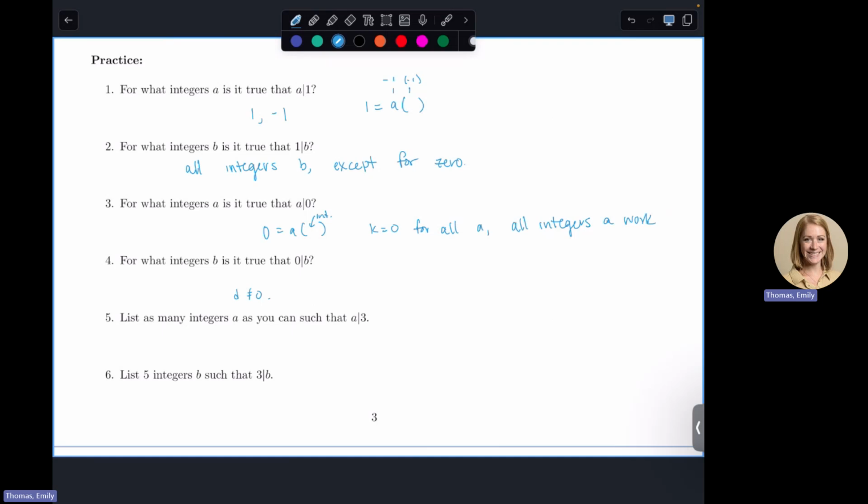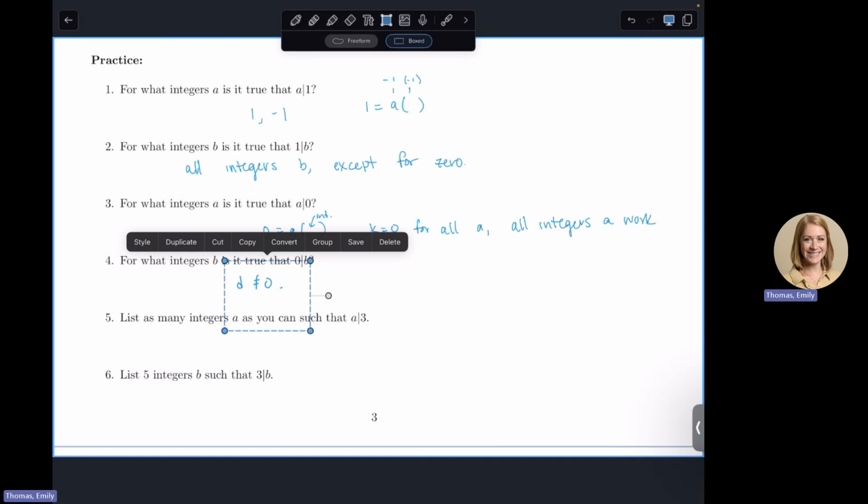And then 4 would be none because D can't be 0 by the definition of the divides thing. Yes? Yes.